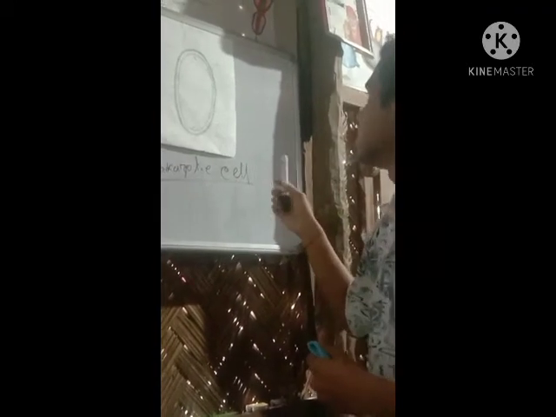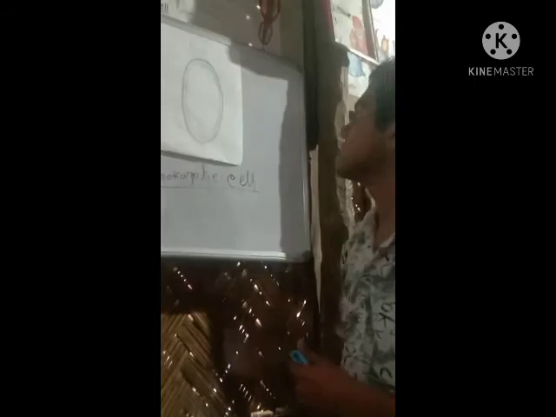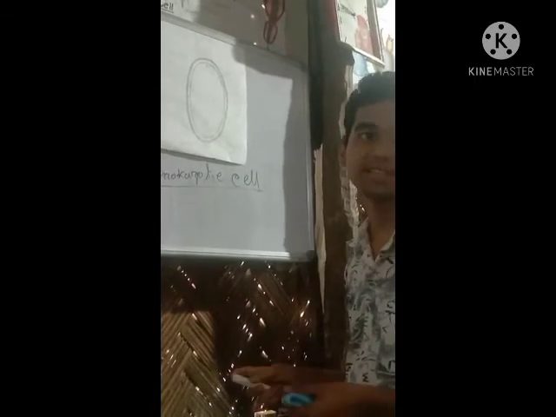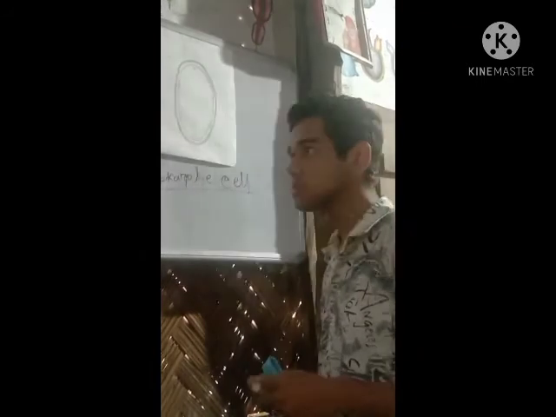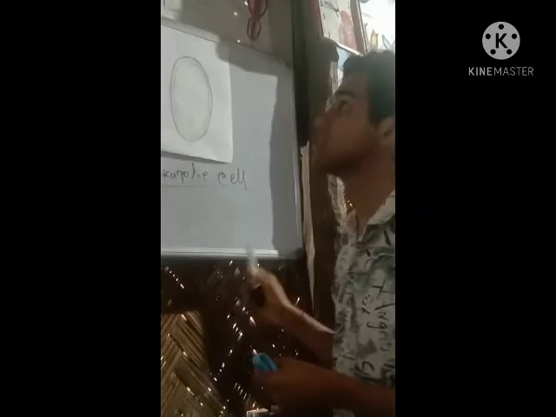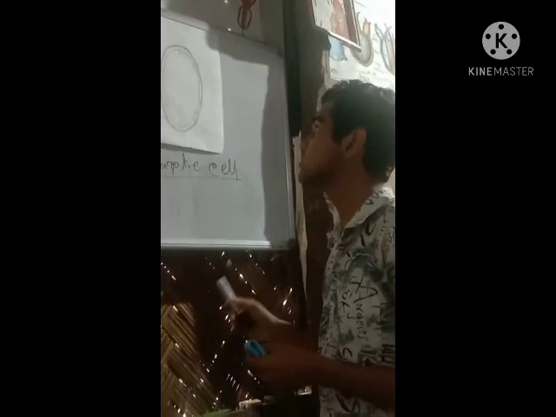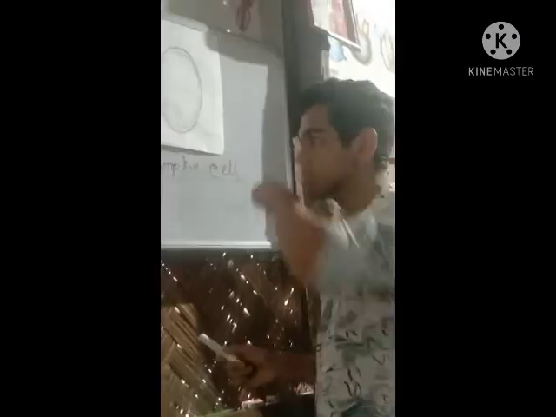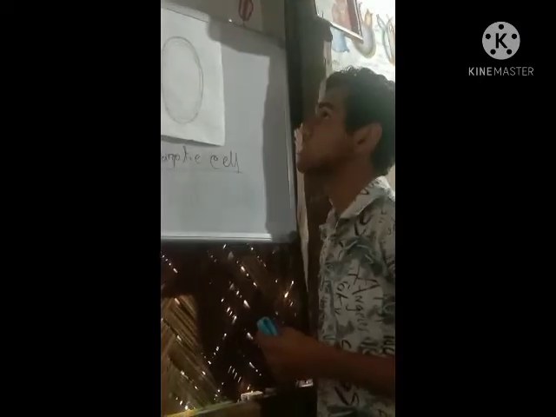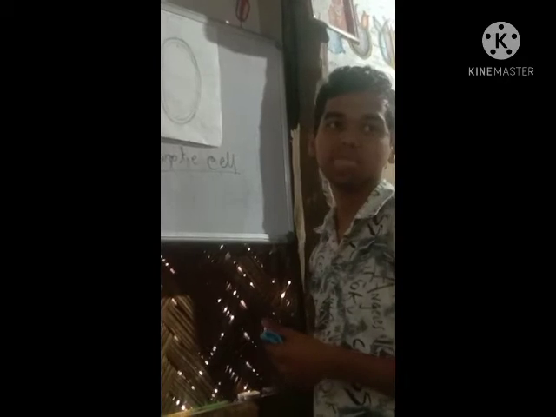Then pili, small thread-like structures originating from the cell wall, that help in locomotion and sexual reproduction.